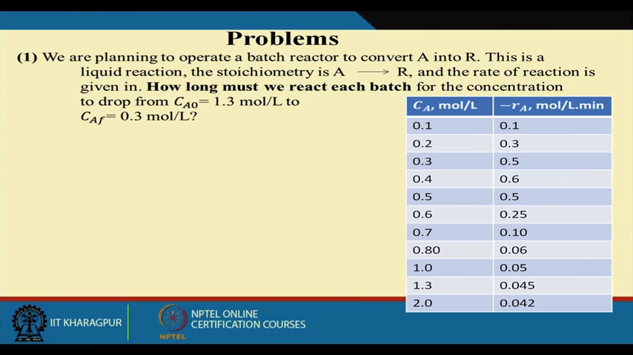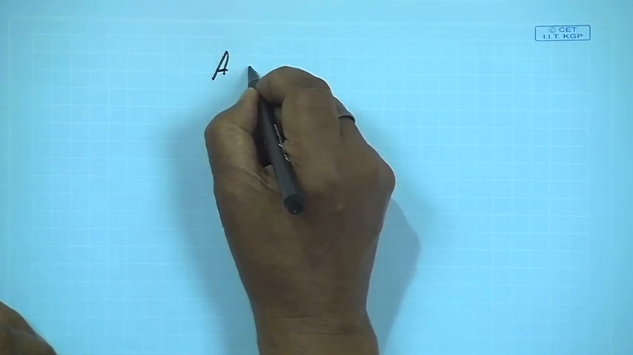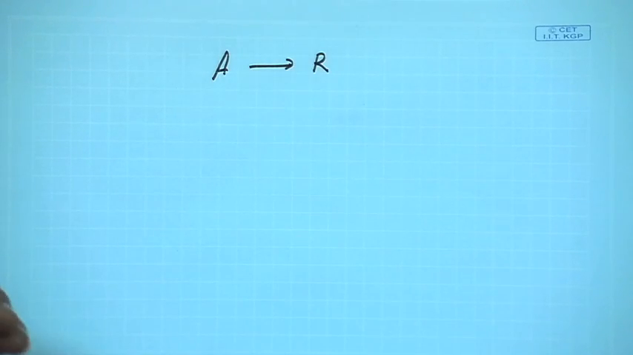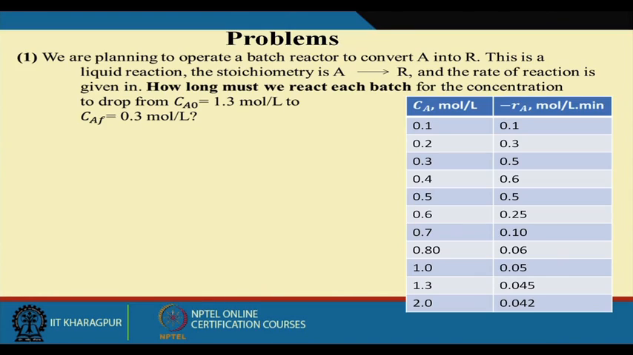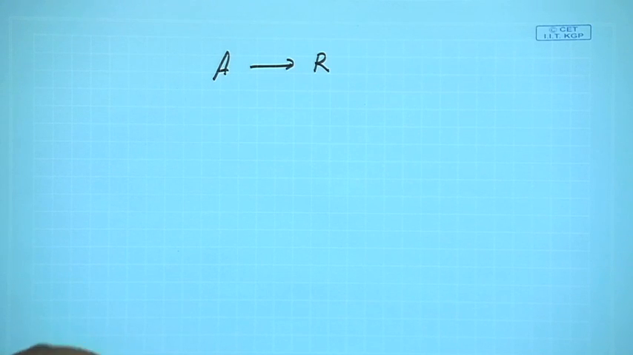Now, the first problem I want to discuss: we are planning to operate a batch reactor to convert A into R, and this is a liquid phase reaction. Stoichiometry is A to R, meaning 1 mole of A is converted to 1 mole of R, and the rate of reaction is given. How long must we react each batch for the concentration to drop from 1.3 moles per liter to 0.3? So, we shall have to find out the time of reaction required in the batch process.